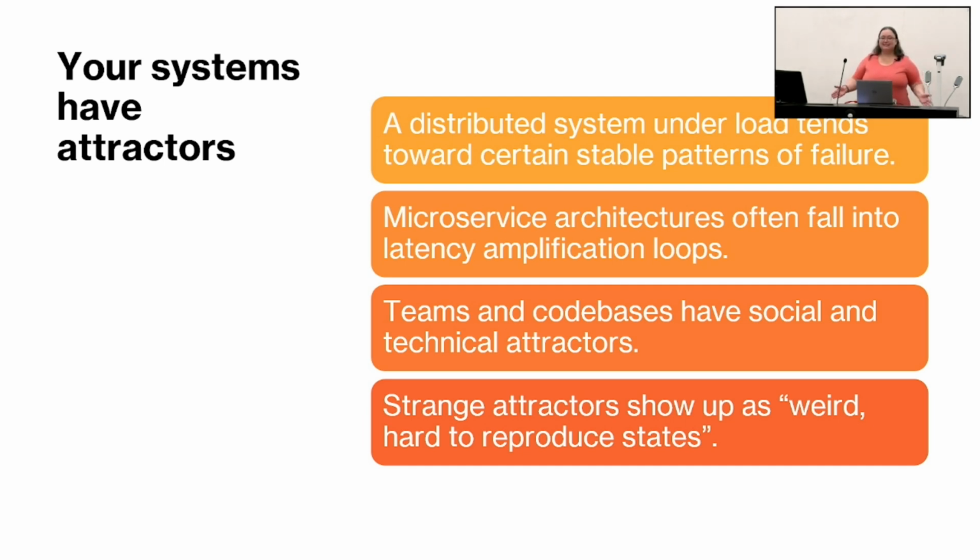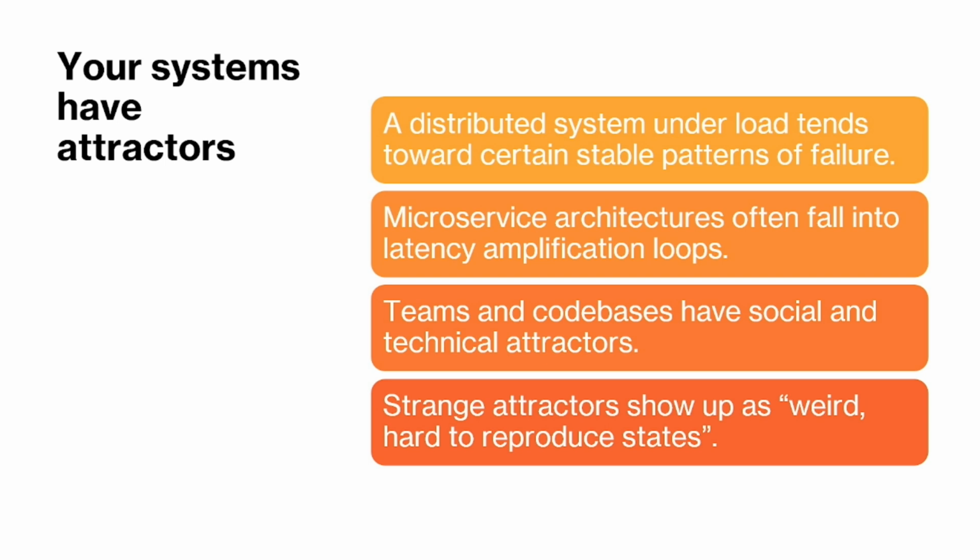And this is where software engineering enters the story. Your systems have attractors, not necessarily mathematical ones, but behavioral ones. They could look like these. Under load, the system drifts into familiar failure patterns. Latency amplification loops don't appear by accident. Teams and code bases orbit recurring behaviors. Strange attractors show up as weird, hard-to-reproduce states that systems revisit just often enough that you know they exist, but not often enough to debug on demand. We call them edge cases or unknown unknowns, and chaos calls them attractors.